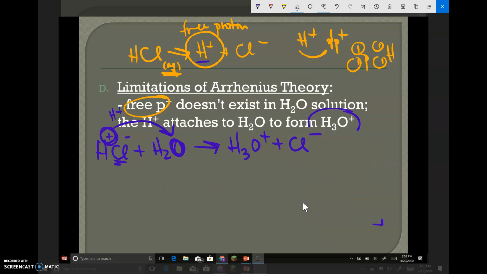The general formula for this looks like this. You get an HA. This is just representing any acid, so the hydrogen with any anion, plus water. That hydrogen ion is going to come, it's going to bond to the water to form hydronium, and then A, which represents the anion, is going to have a charge. So that's your basic form of a free proton bonding with a water.